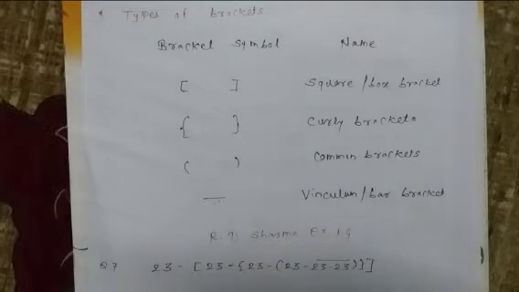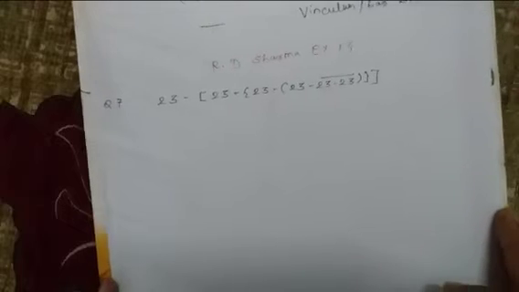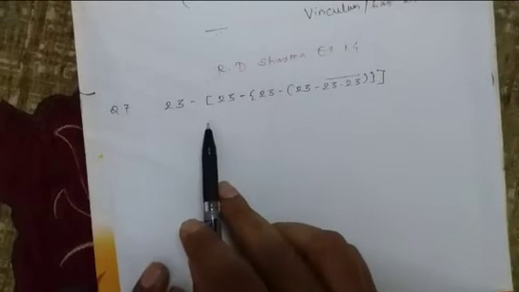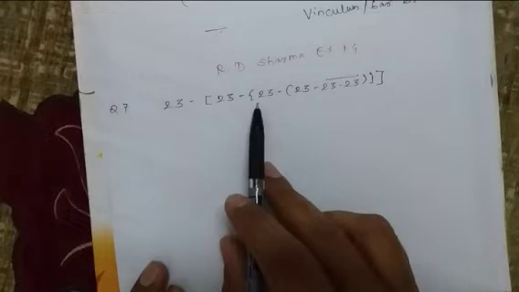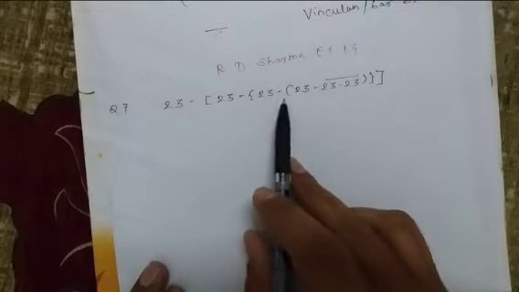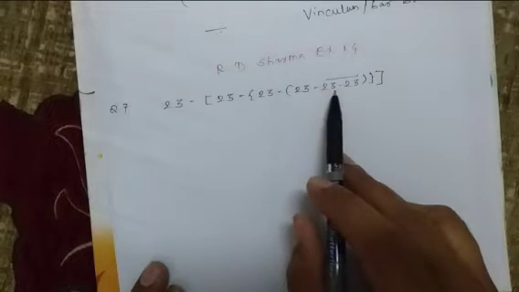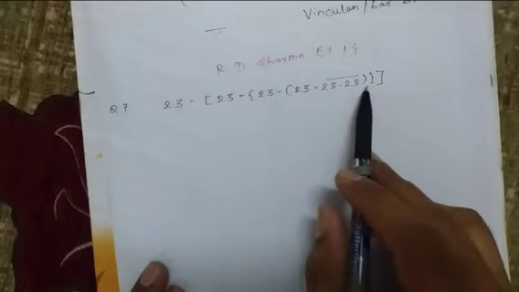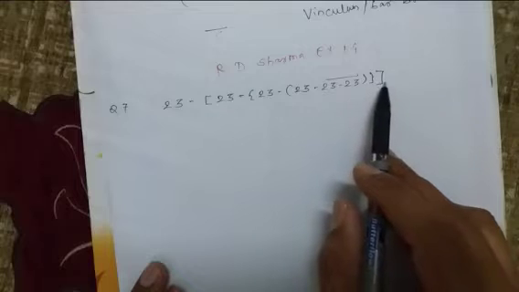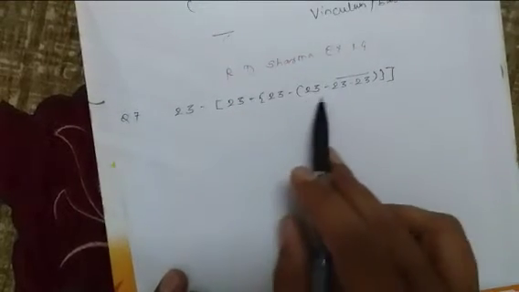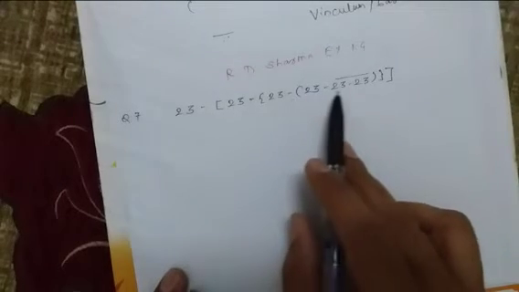Sharma exercise 1.4. See here, there is question number 7. The question is 23 minus, in square bracket 23 minus, in curly bracket 23 minus, in small bracket 23 minus, in bar bracket 23 minus 23. Small bracket closed, curly bracket closed, square bracket closed. Now see, here there is a subtraction sign everywhere, and there are all four types of brackets.